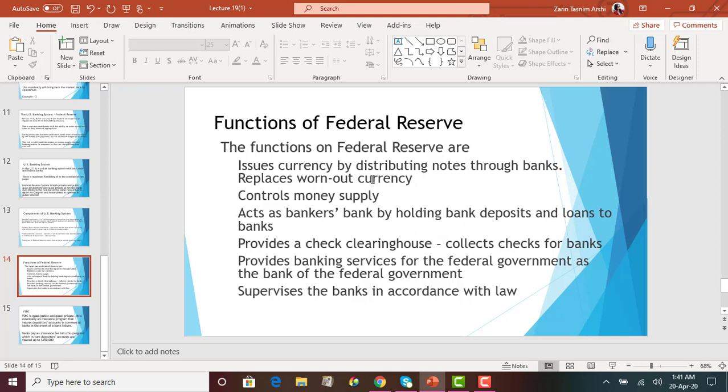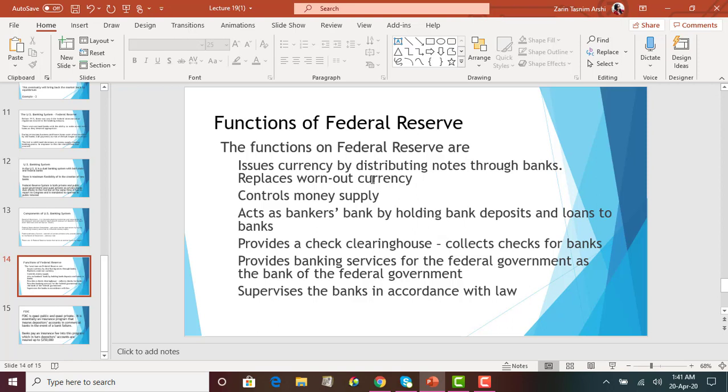The third function is they act as the bankers' bank. What that means is, let's say Bank of America: like we have a checking account with Bank of America, Bank of America can also have a checking account with the Fed. So basically the Fed is a bank for Wells Fargo, for Chase, for Bank of America. They might have checking accounts with the Fed, and basically the Fed acts as their bank.